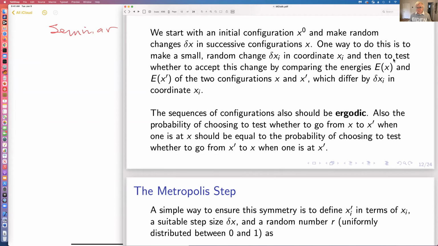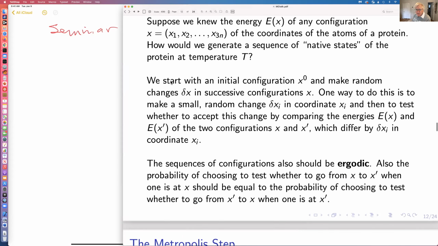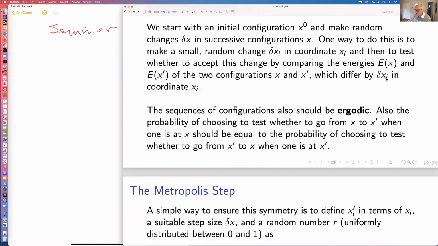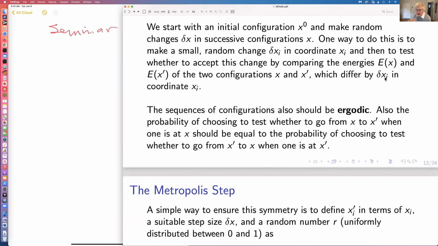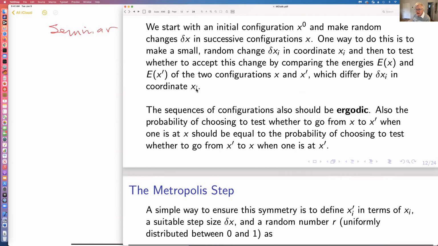And then you test whether to accept this change by comparing the energies E of x and E of x prime of the two configurations, which differ by delta xi in coordinate xi. So in other words, you make a small change to one of the coordinates, one of the thousands of coordinates of the atoms of the protein.